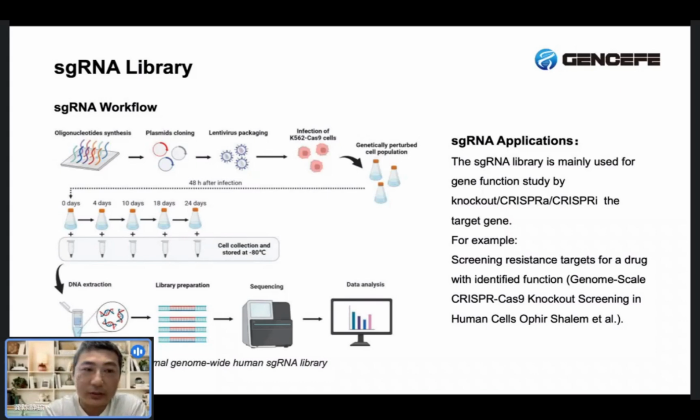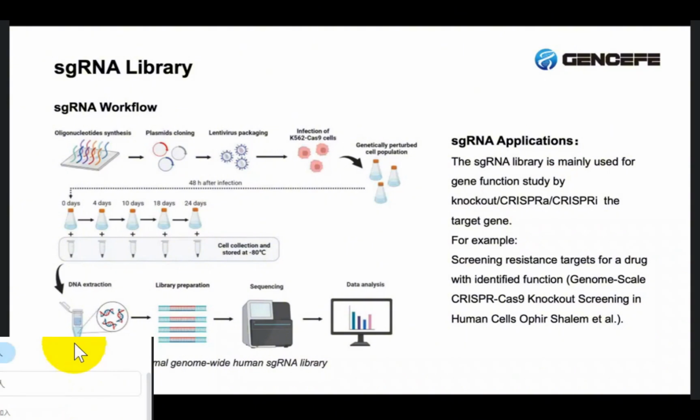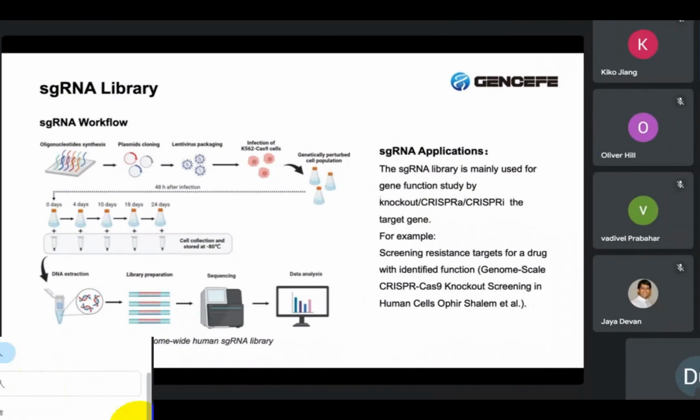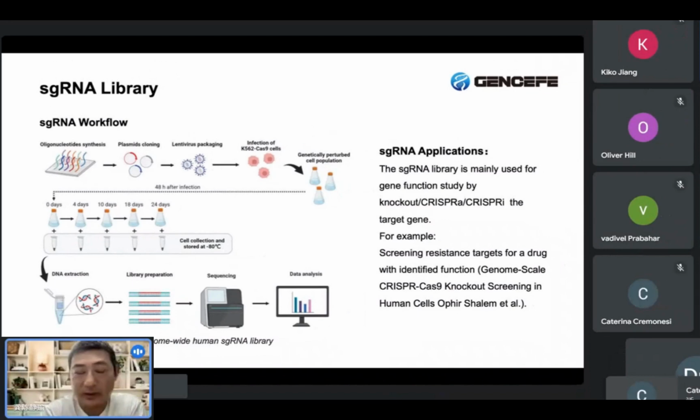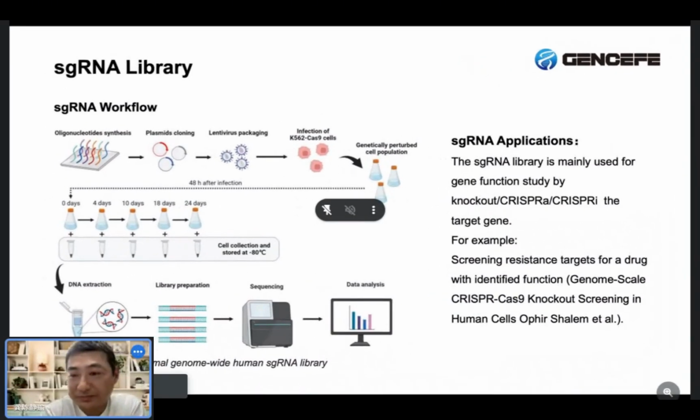So for the sgRNA library, we synthesize a lot of oligos on a chip simultaneously, and then clone the library into the vectors, then package the virus and infect the cells, then do the subsequent screening. This is used to do large scale gene knockout and knock-in.